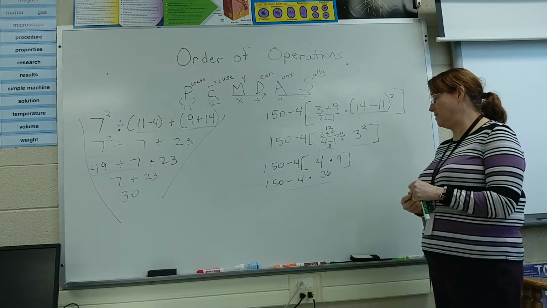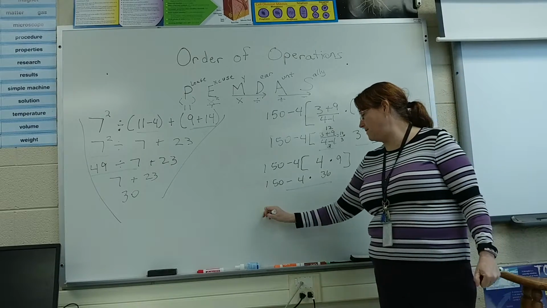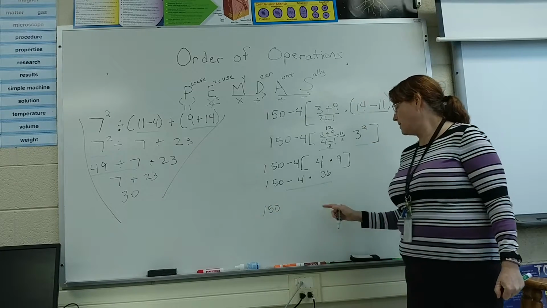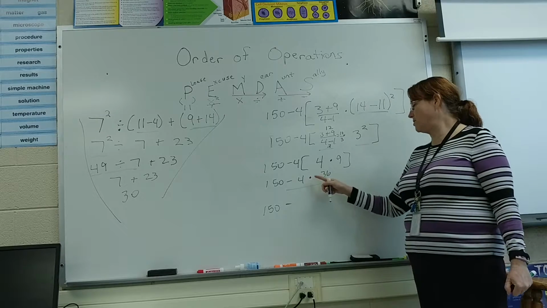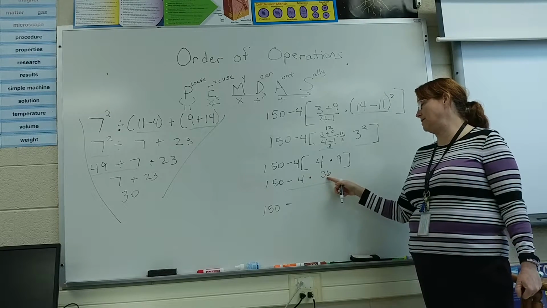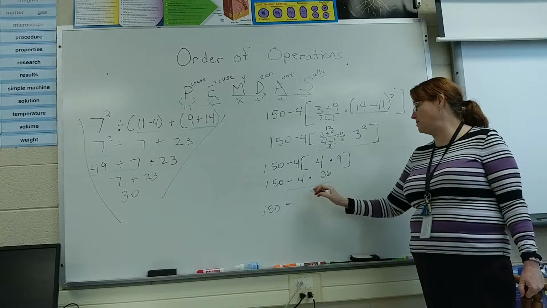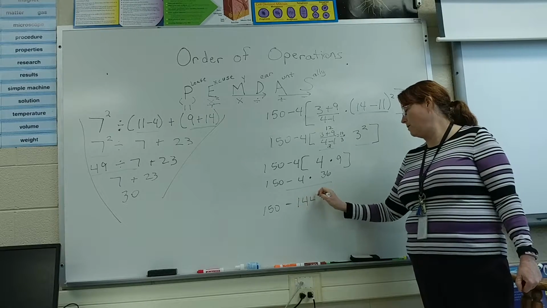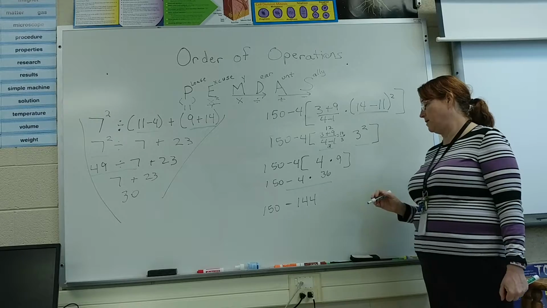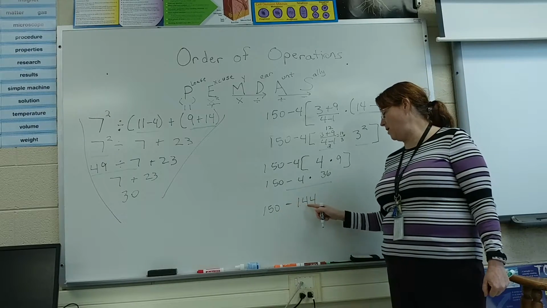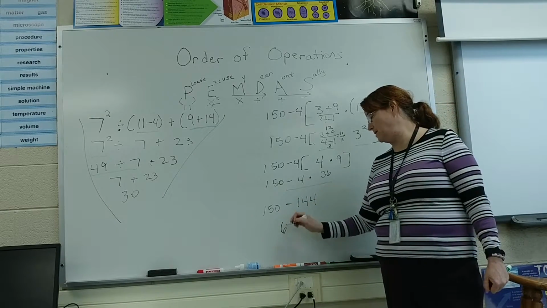So if you keep the symbol with it, you're going to start with 150. A minus times a positive is a negative. 4 times 36. Well, 2 36 is 72s, and 2 72s is 144. If you need to, you can take 36 times 4 off to the side. Then you have 150, take away 144, and your answer is 6.